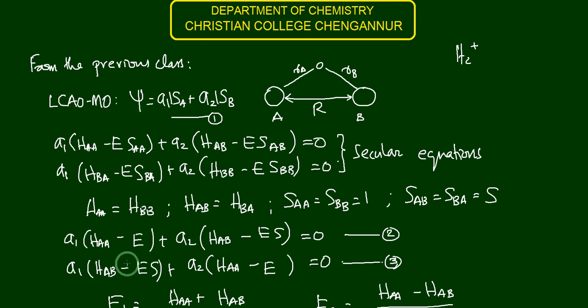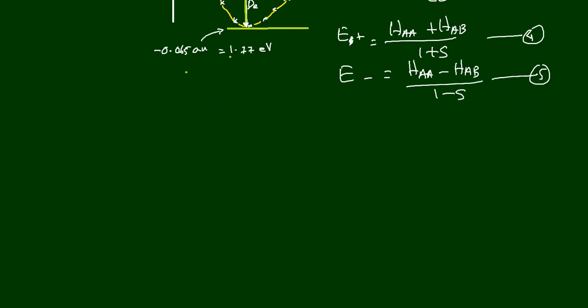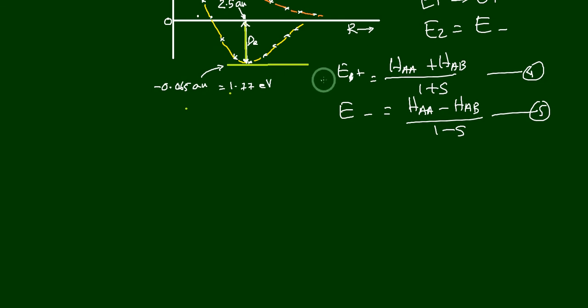Then we will substitute E minus in this secular equation, and again we will get a set of values for A1 and A2, which will be substituted again in equation number 1. Then we will get another expression for psi. That psi will be called psi minus. So our aim is to find two wave functions corresponding to E plus and E minus. The wave function corresponding to E plus is called psi plus, and the wave function corresponding to E minus is called psi minus. So we are going to find psi plus and psi minus.